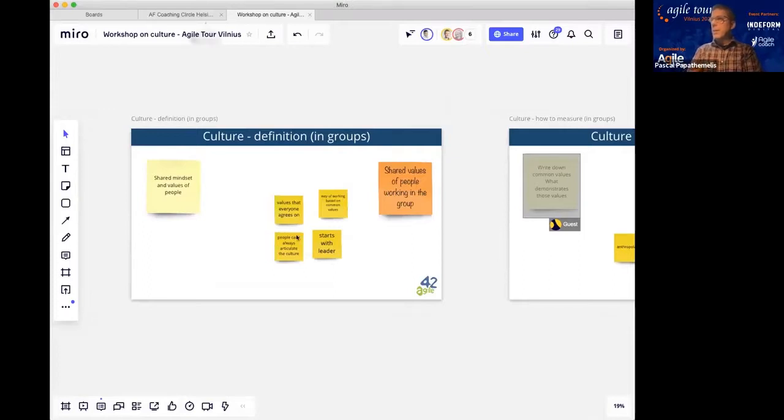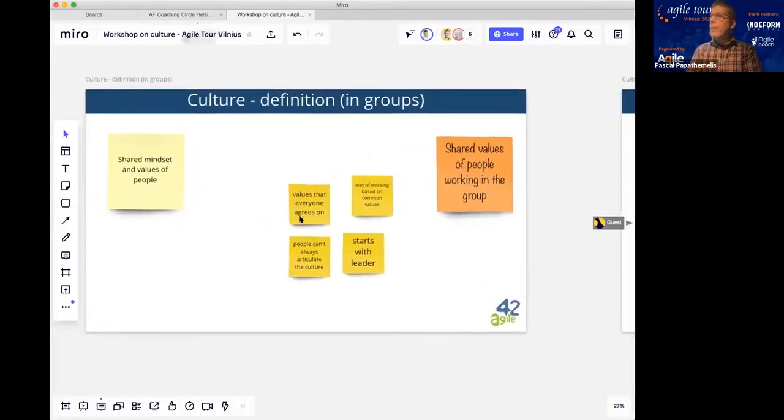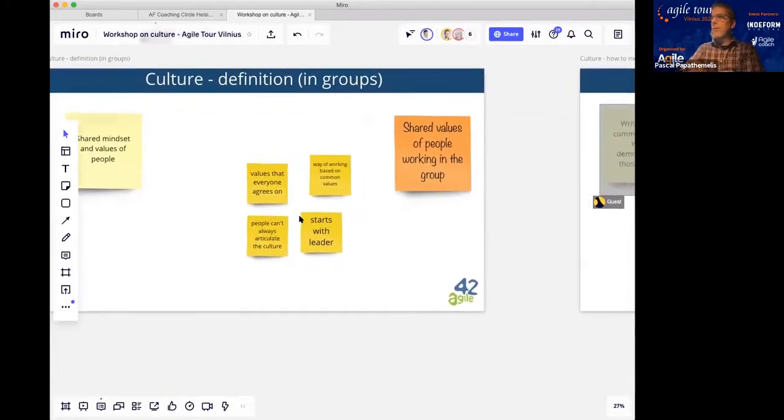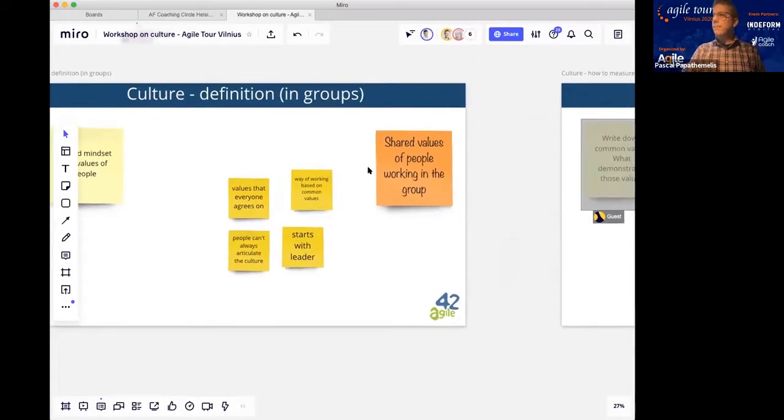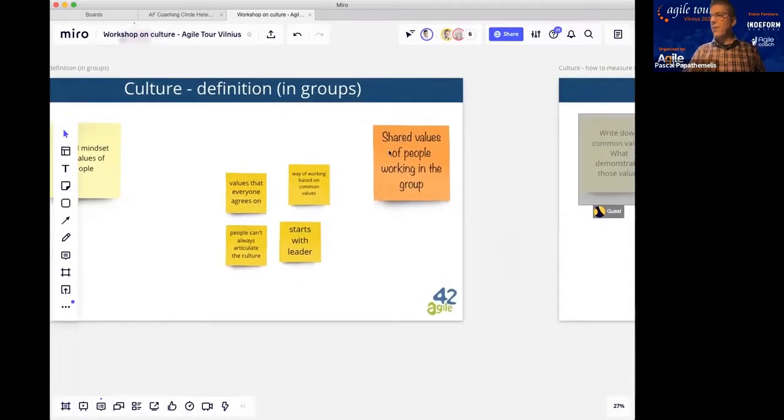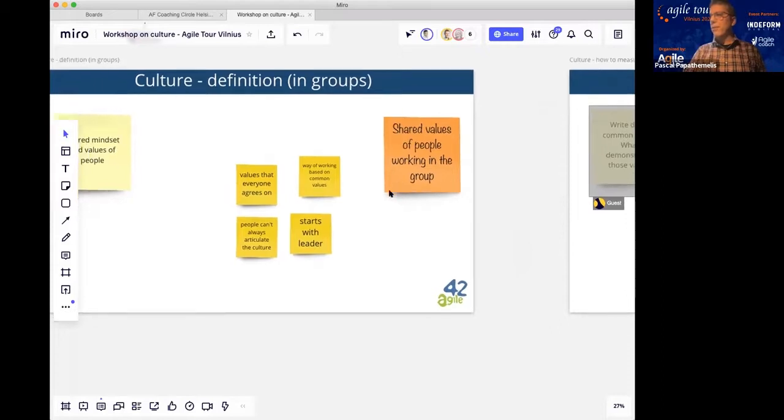And the yellow group, values that everyone agrees on, way of working based on common values. People can't always articulate the culture, starts with the leader. So, Martin, any reflections on that? And then shared values of people working in the group.